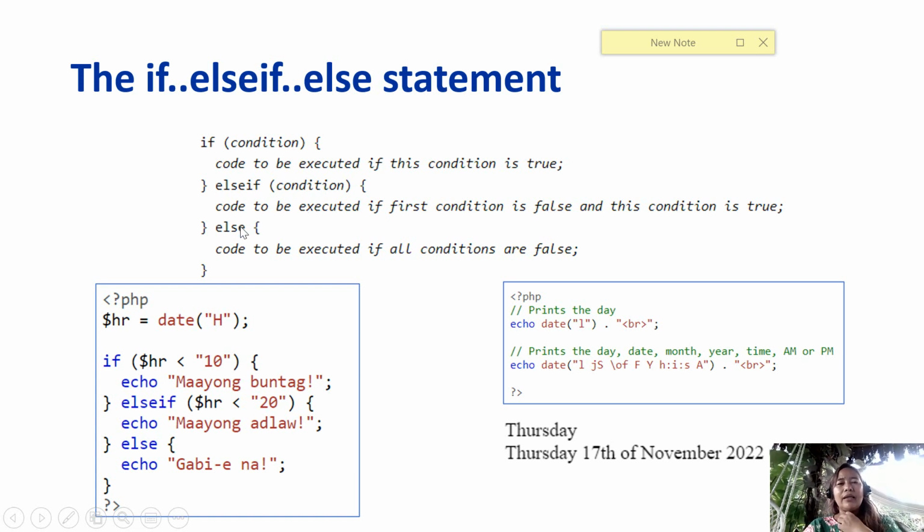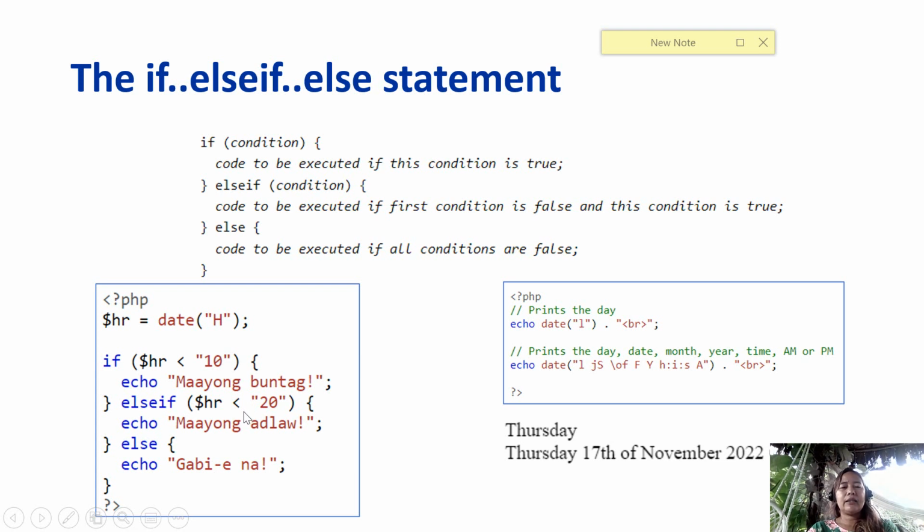Okay, as long as the final one is else, that means if none of the conditions here are met, then it will go to the else part and perform that. As you can see here, the example will extract the hour part of the current date or the system date of your computer. So if it's 9 a.m. today, 9 is less than 10 is going to be true. So it will display maayong buntag, and it will skip the else if part and the else part. So only maayong buntag is the output.